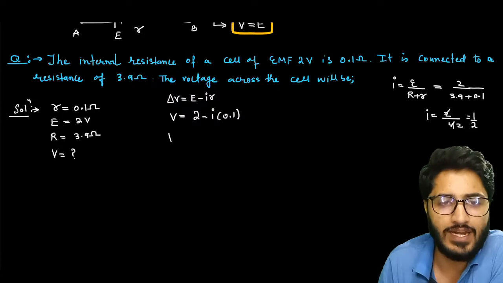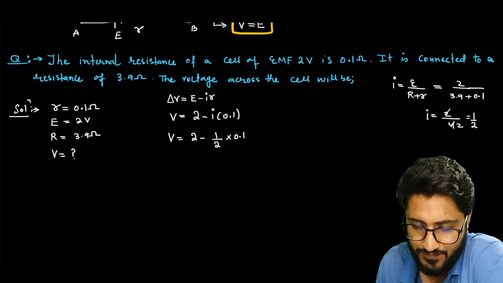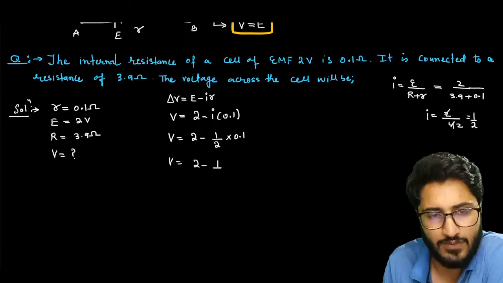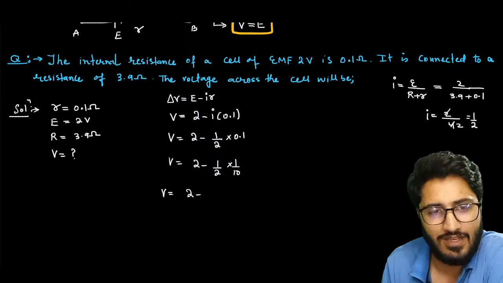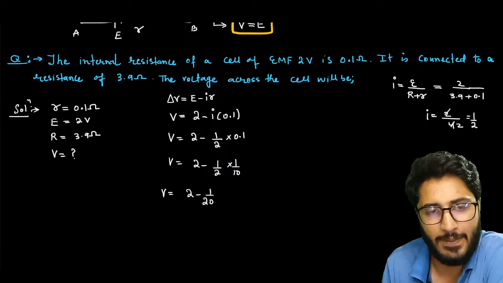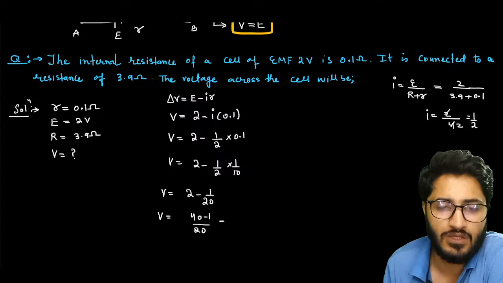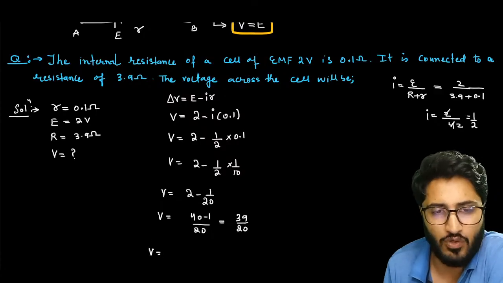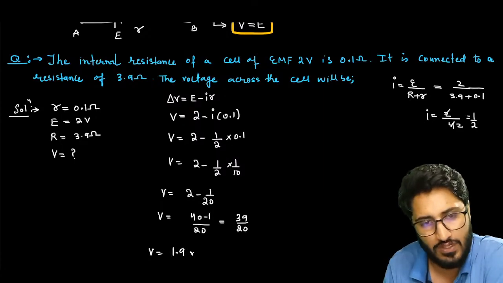So I can write V equals 2 minus 1 by 2 into 0.1. Done? Okay, so V equals 2 minus 1 by 2 into 1 by 10. 2 minus 1 by 20. So I will write 40 minus 1 divided by 20, which equals 39 by 20. Clear? So V came out to be, if it is 40, so I can write 2, but it will be somehow 1.95 volt only.